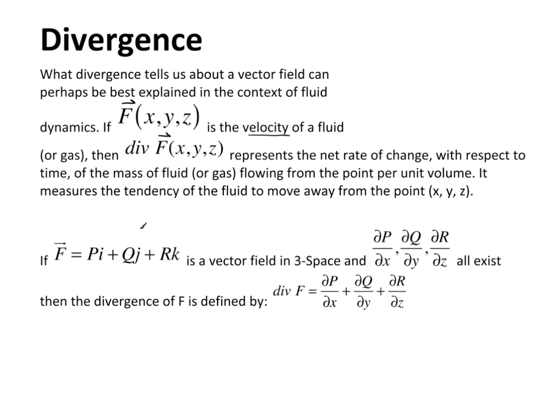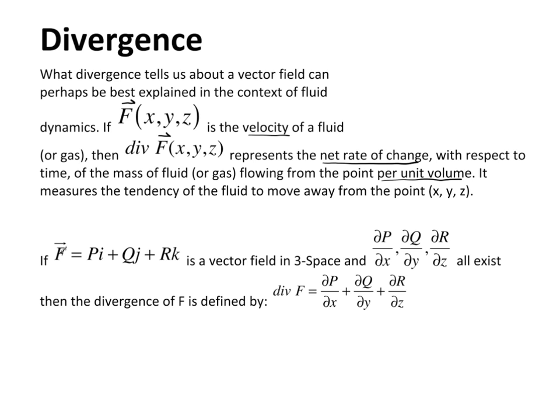So the divergence actually does represent the net rate of change with respect to time of the mass of a fluid or gas that's flowing from the specific point that we're interested in, per unit volume. So it's a measurement of the tendency of the fluid to move away from a specific point. So it's really like a measurement of flow.